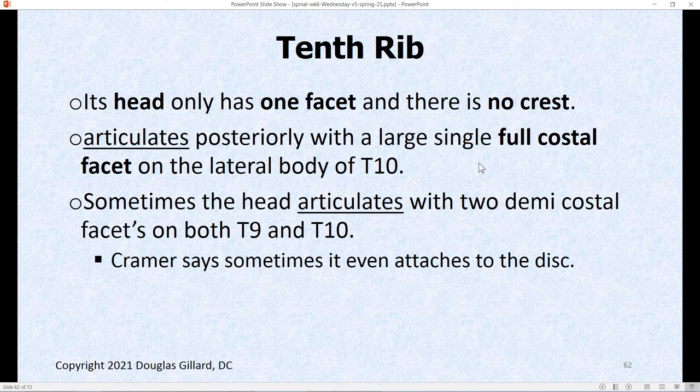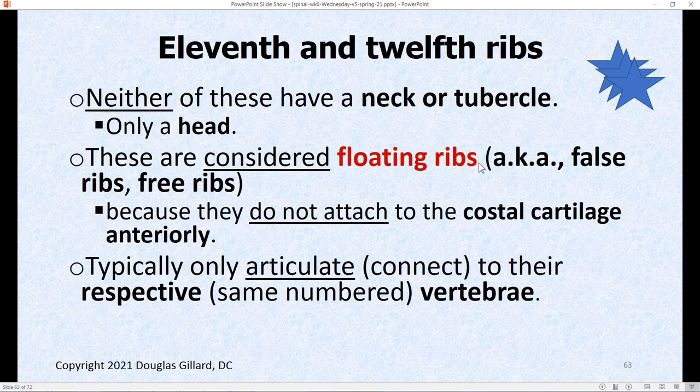And it usually articulates with T10, has only one full costal facet as well. It usually doesn't share with T9. Occasionally, just like with T1, it can share the connection with T9, but it usually doesn't.